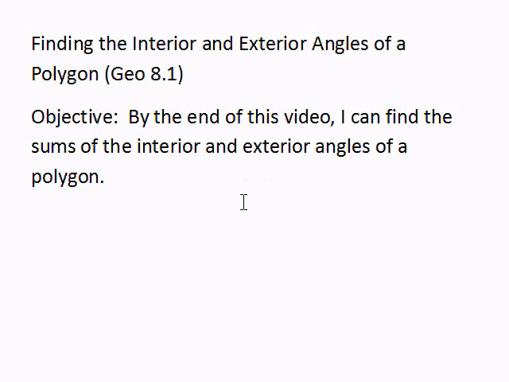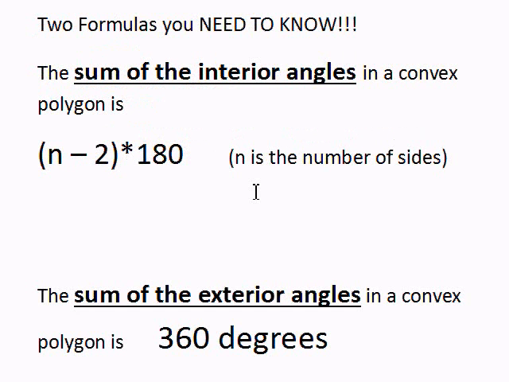In today's video, we're going to focus on finding the interior and exterior angles of a polygon. The interior and exterior angles are just the inside angles or the outside angles. You're also going to need to know two formulas: the sum of the interior angles in a convex polygon is this formula right here, and the sum of the exterior is right here.